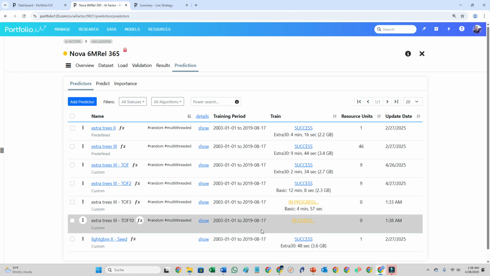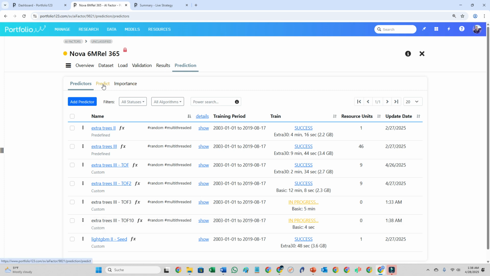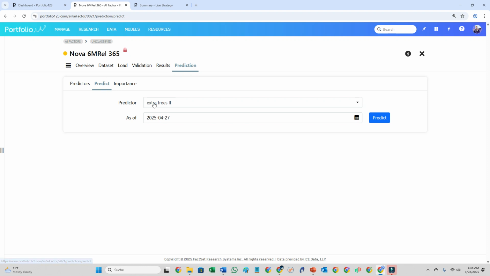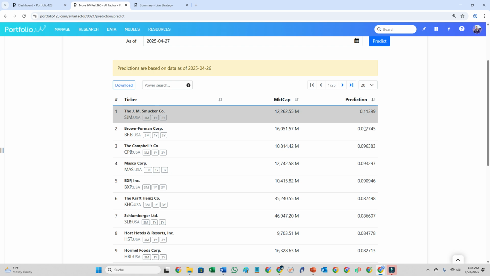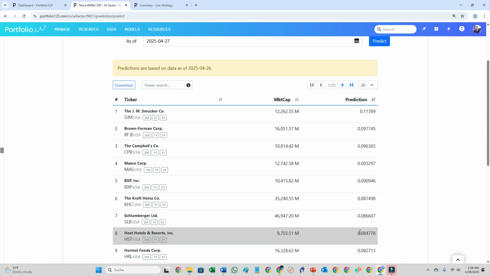So this is running now, and let's now look at some functionality. We can go to predict and you can say, all right, we're going to take extra trees, ton of features, and you say predict. And here we go. Compared to ranking, this is the highest ranked stock right now.